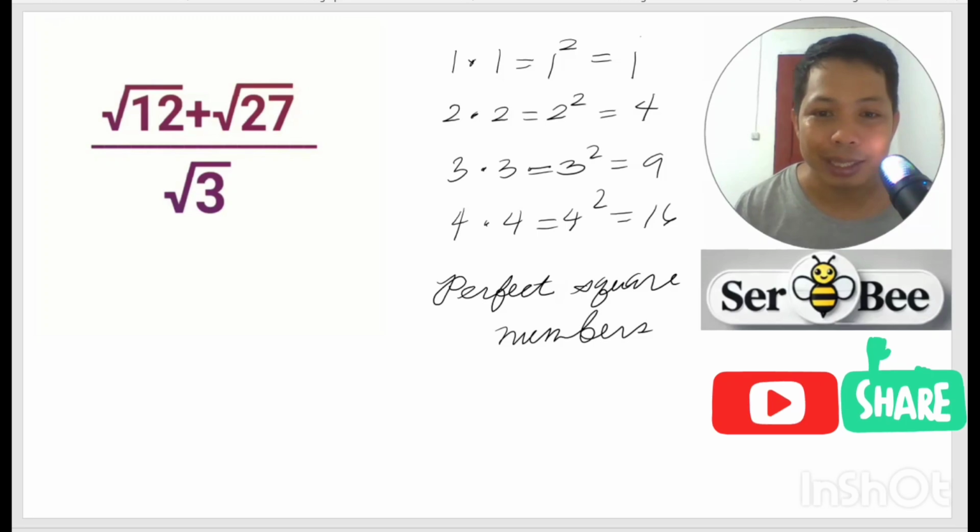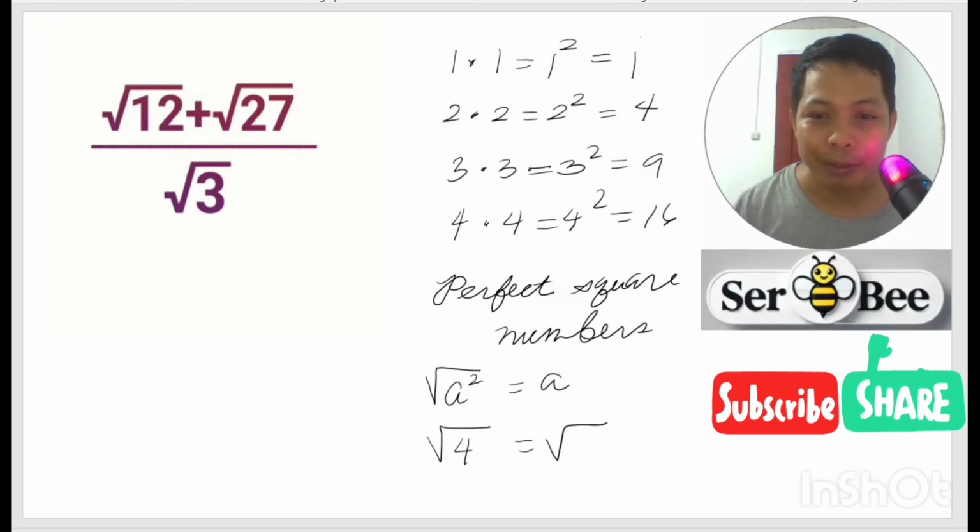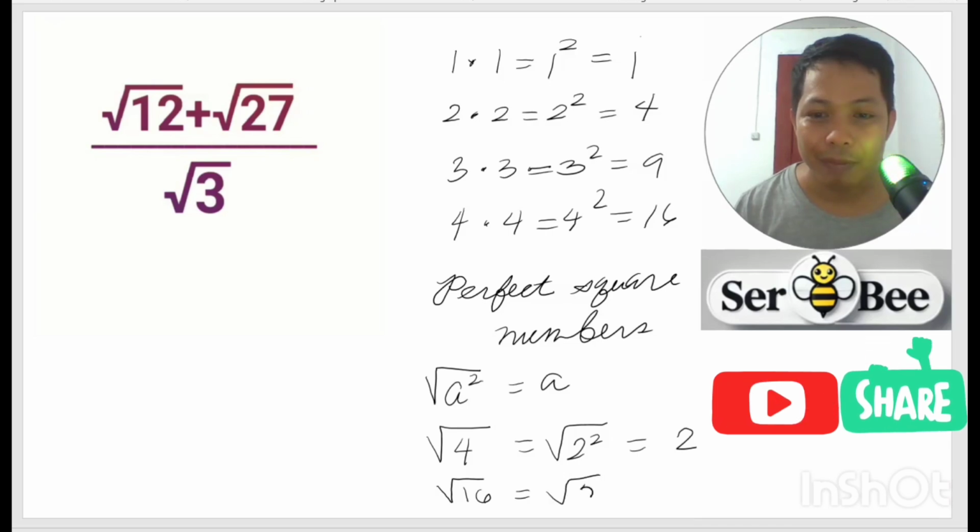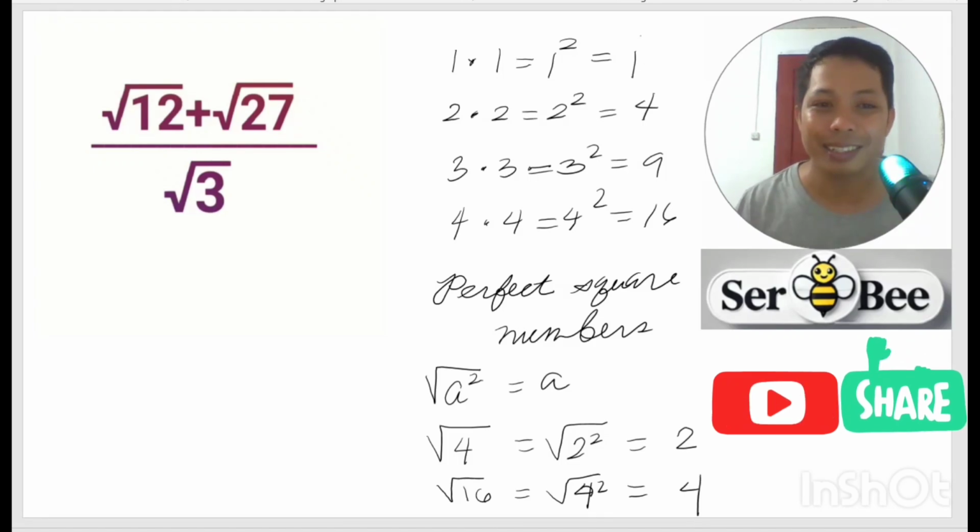And we know that the square root of a perfect square number equals that number, right? So suppose you have the square root of 4. The square root of 4 is equal to the square root of 2 squared, so the answer is 2. From this, the square root of a squared is equal to a. And suppose you have the square root of 16. That is the square root of 4 squared, which is equal to 4, because 4 times 4 equals 16.